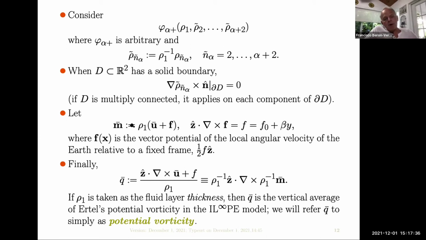Then we have the momentum. You can call this F the absolute momentum. If you take the curl of F and just keep the vertical component, you get the Coriolis parameter. We're going to assume that the dynamics happens on a beta plane. You can call this an absolute momentum per unit mass and length. And we have this quantity here. It should be familiar to you if you identify rho 1 with H: the potential vorticity. This can be shown to actually be the average in the vertical of the potential vorticity in a model with full stratification.